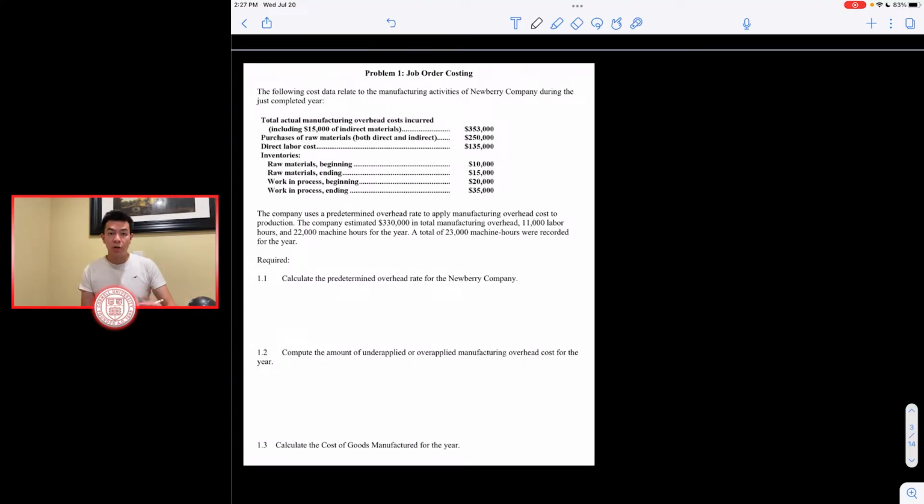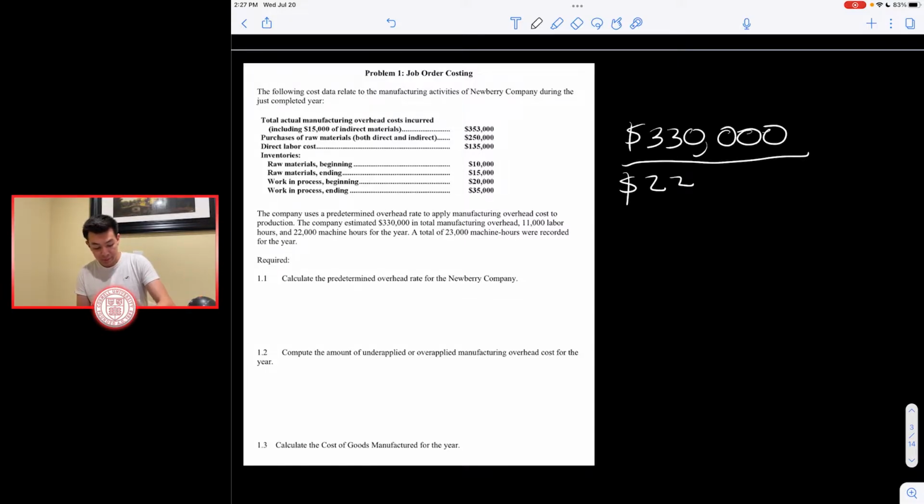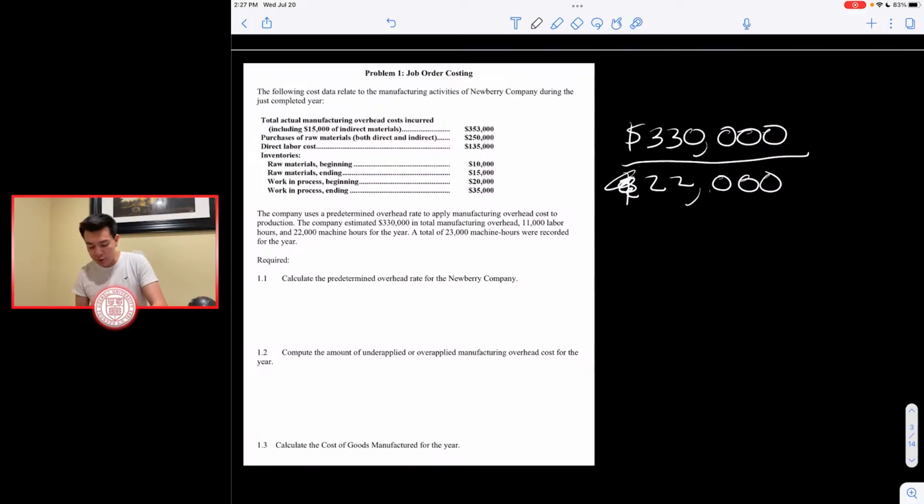For the formula for the predetermined overhead rate, we're going to take the estimated manufacturing overhead, that's $330,000, and divide it by 22,000, okay? So keep in mind, this is a predetermined overhead rate. At this point, we don't have access to the actual costs and the actual hours. These are estimates we take before the period incurs to give us a feel of how much money we're incurring to use these machines. And we do that and we get $15. So that's our predetermined overhead rate. So that's part one. Part one is done.